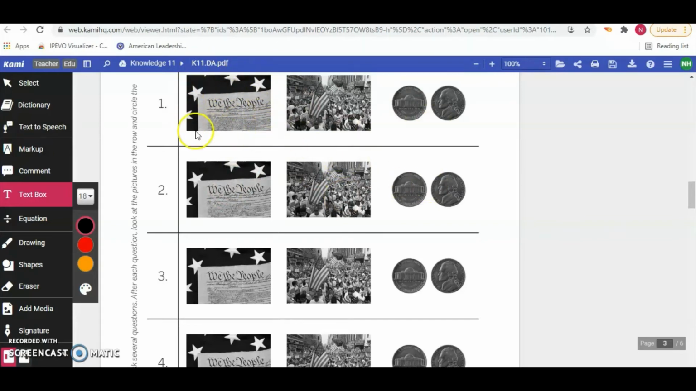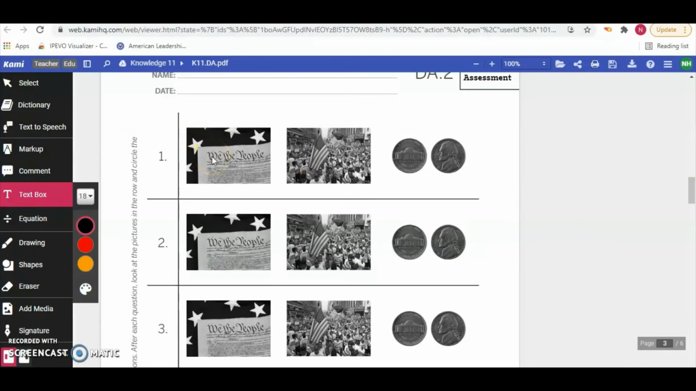This first one says "We the people," the first line in our Constitution. Our next one shows a group of protesters, and our last one has a nickel with our country's motto, E pluribus unum, on it. I am going to read you a question. I want you to circle the picture that best answers the question: "We the people," protesters, or E pluribus unum.